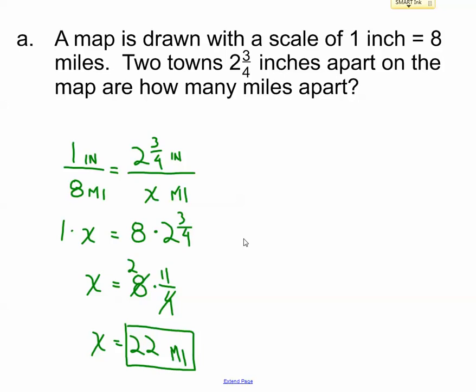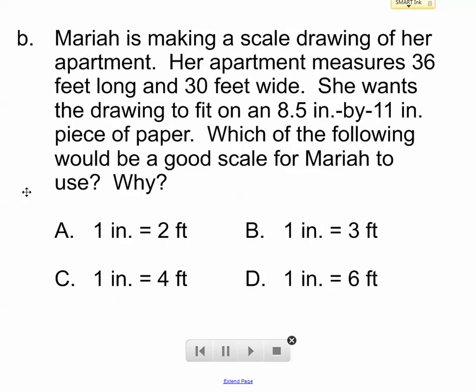I don't think something like that's going to blow anybody's mind as long as you get the 2 3/4 placed in the right spot and your variable placed in the right spot. Now on part B, or example B, Mariah is making a scale drawing of her apartment. Her apartment measures 36 feet long and 30 feet wide. She wants the drawing to fit on an 8.5 by 11 inch piece of paper. Which of the following would be a good scale for Mariah to use?